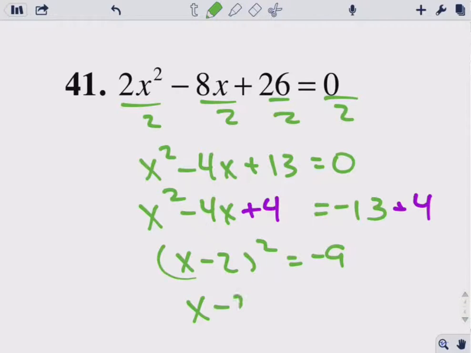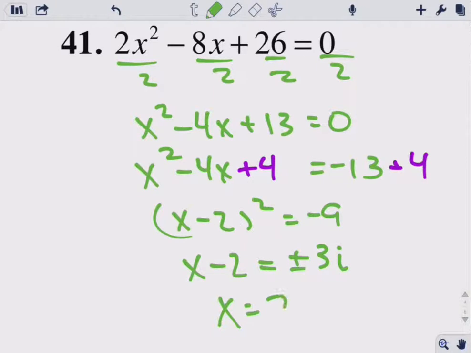Take the square root, so x minus 2 is equal to the square root of negative 9, or plus or minus 3i, and then add the 2. x is equal to 2 plus or minus 3i.